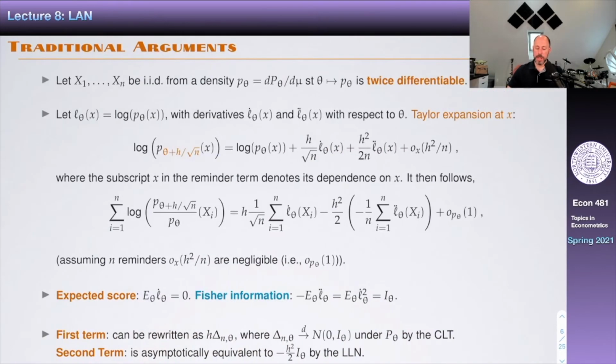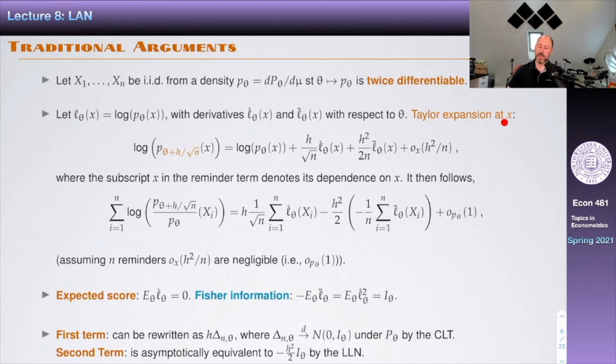Okay. So let me go over these so-called traditional arguments, so that we understand more or less where this is coming from. Suppose that x is IID from a density little p theta, which is with respect to some dominating measure d mu. And then let's assume that this density is twice differentiable. Then we're going to denote by L the log of the density. And then the derivatives are going to be L dot and L dot dot, first and second derivative with respect to theta at a given x. X here is going to be a fixed point. Later, we're going to evaluate at the sample.